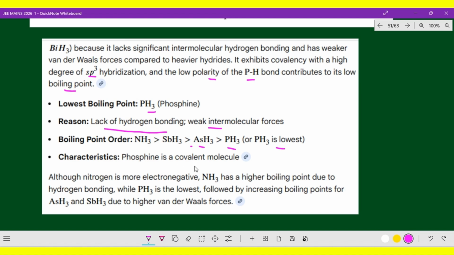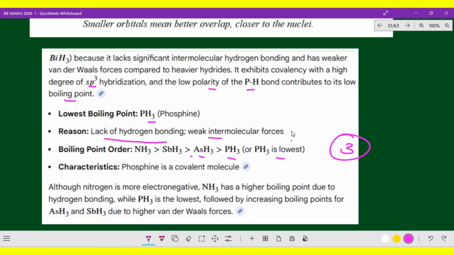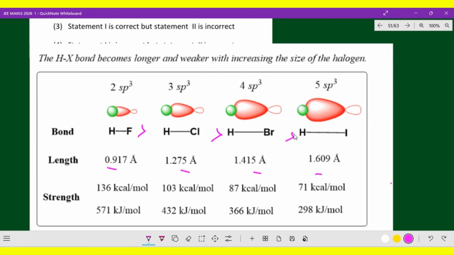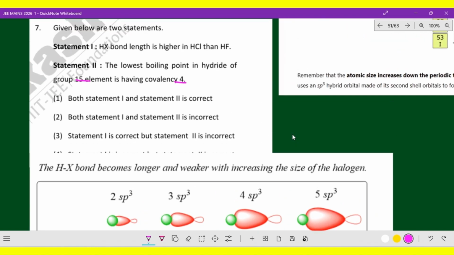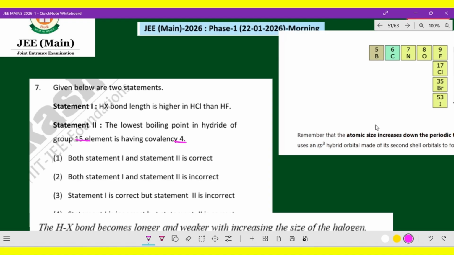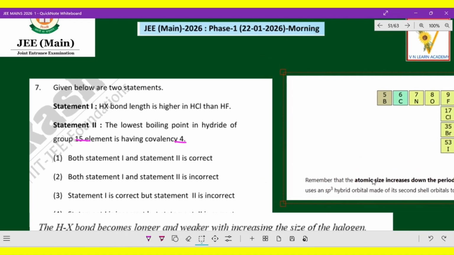So phosphine's covalency is actually 3 only, not 4. It has mentioned 4, so statement 2 is incorrect. Statement 1 is correct. Actually, as we have seen through the proof, I hope you can understand this point, those two statements also. If you have that statement proof, very easily we can understand. That's why I brought that idea of the proof. I hope you understand this point.